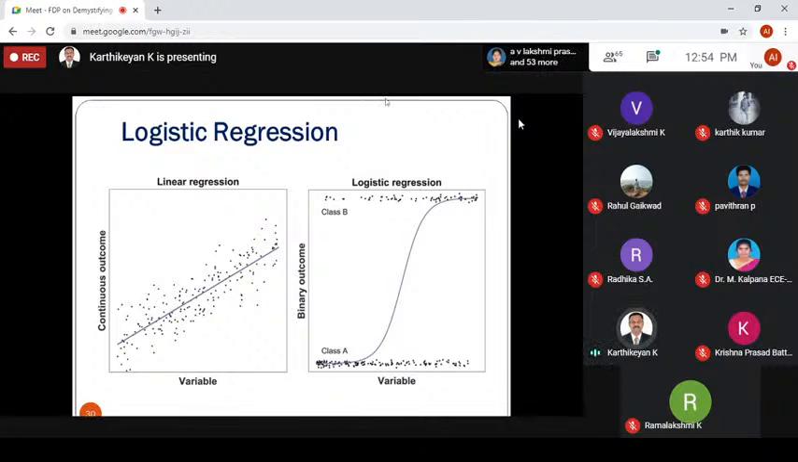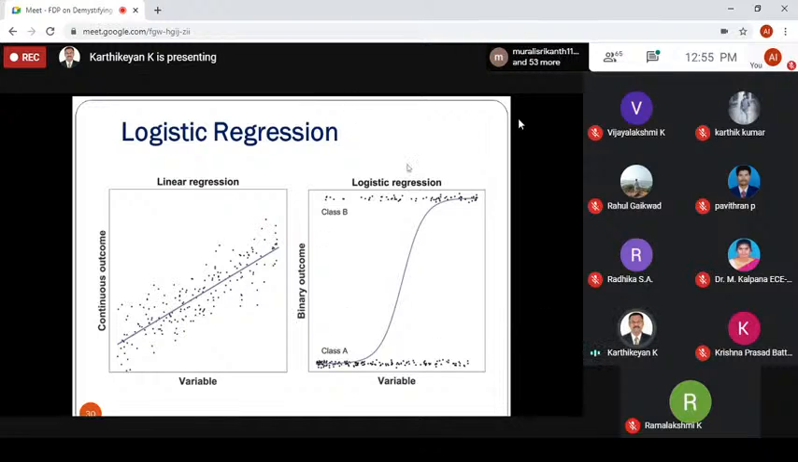Okay. Now that is the idea. So here there is a sigmoidal function. The sigmoidal function will act upon the data points and classify whether it belongs to class A or class B. So there will be a threshold point. If the probability crosses that threshold point, it is moved to class B. If the probability is lesser than the threshold value, it will be moved to class A.